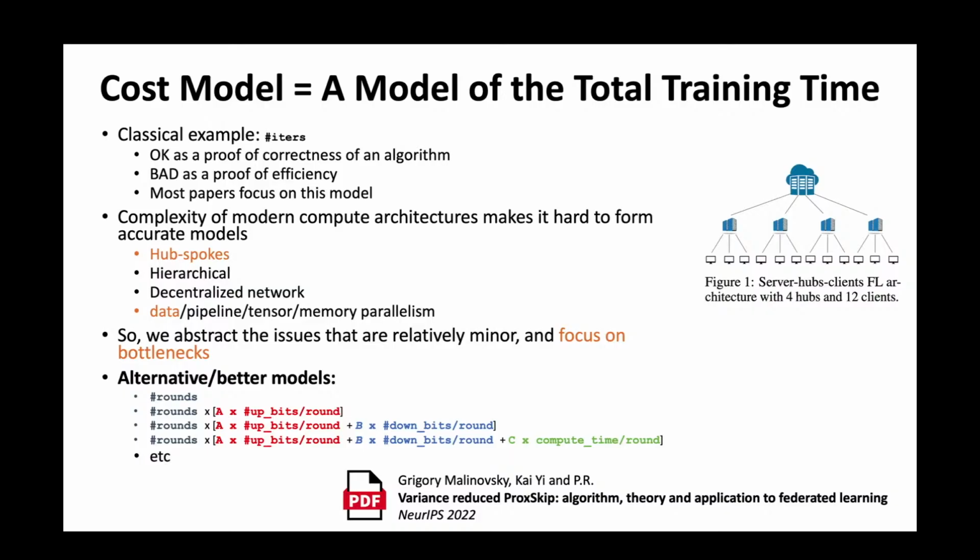Or maybe you realize that I cannot quite ignore the downlink communication because maybe it's just 10 times or 100 times faster, but not infinitely faster. So you will have some constants: A times up bits, B times down bits, with some parameters A and B. And depending on what that A and B is, you may be using a different version of the same algorithm, which may compress more or less in one direction or the other.